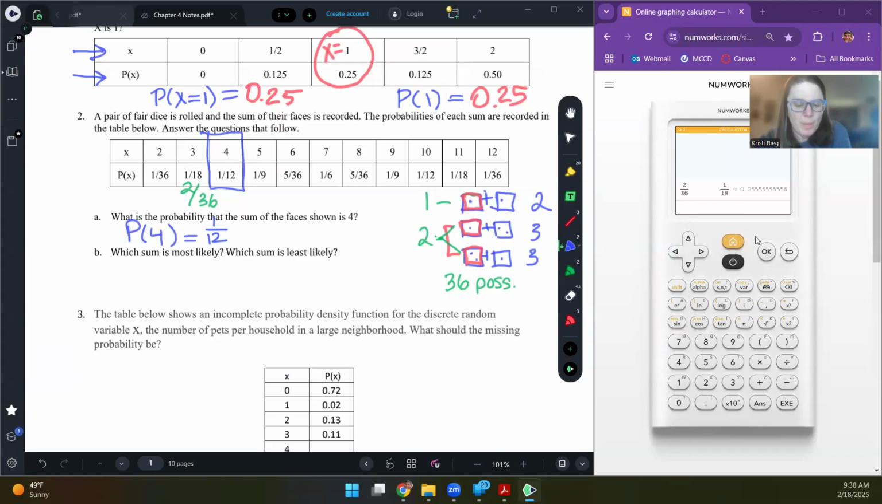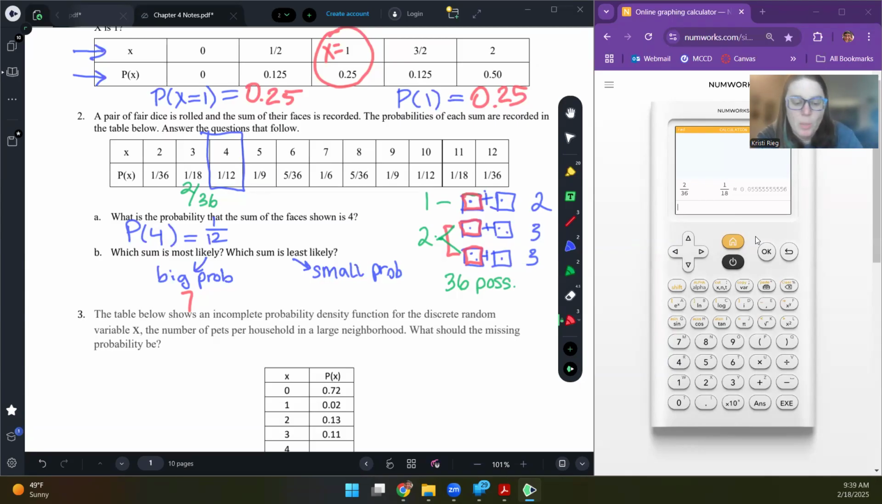Okay, which sum is most likely? So this would be the biggest probability. Which sum is least likely? This would be the smallest probability. So which one is the biggest probability? That would be the middle. So that would be 7, is the most likely, because there's so many ways to get a 7. There's 1 and 6, 2 and 5, 3 and 4, 4 and 3, 5 and 2, 6 and 1.